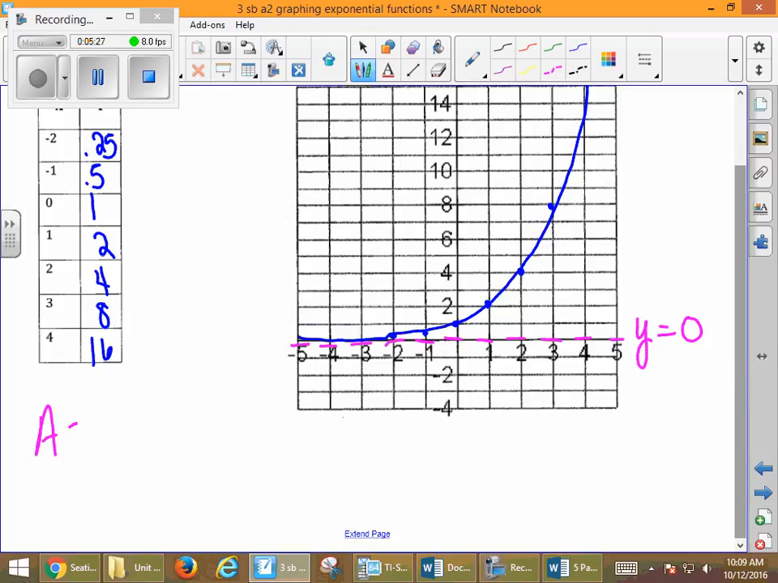And the spelling is A-S-Y-M-P-T-O-T-E. It is a line that the graph approaches, but never quite touches. It never quite reaches it. So we get closer and closer and closer to it, but we never quite touch it. So we have an asymptote on this graph at y equals 0.